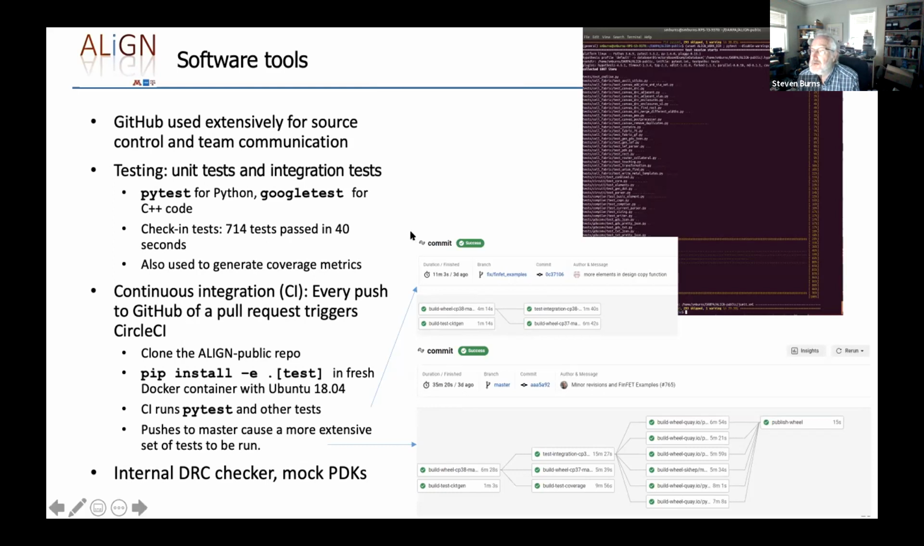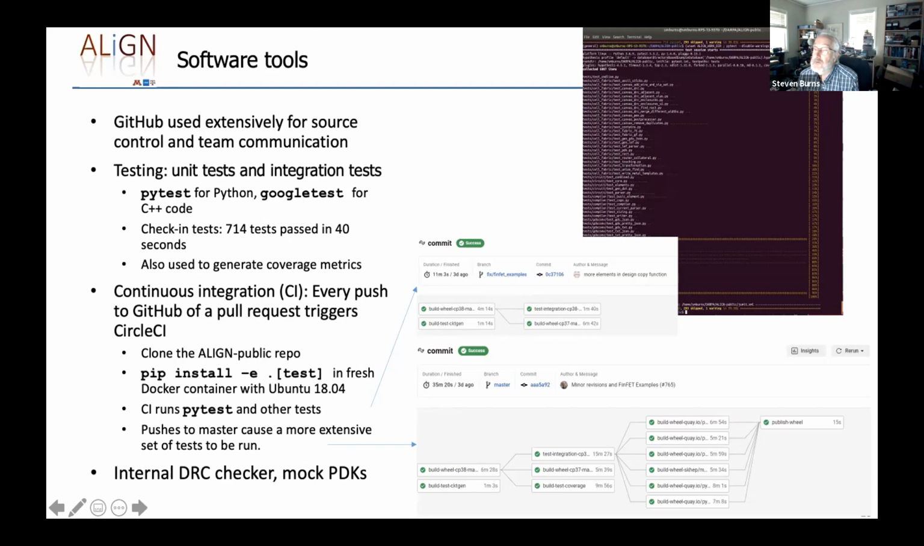We have a continuous integration system. Every time we push to GitHub and a pull request, then we get a Circle CI run, which clones the repository, does this pip install, and runs PyTest and other tests, checks to see whether they pass. Pushes to master cause more extensive tests to be run. So these pictures over on the right show that. Those are the Circle CI graphs.